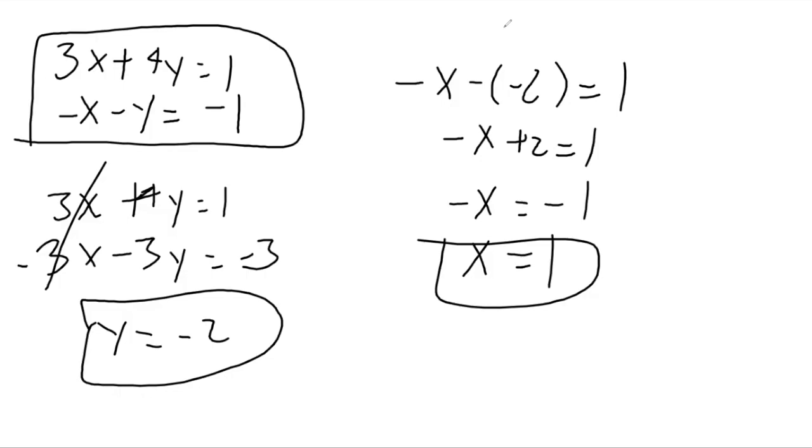And you can always plug those back in. Oh, this should be a negative 3. Negative 3x equals negative 3. There we go. And you can plug both those numbers back in, and you should get 1 and negative 1 when you plug those back in. So that's elimination. Thank you.